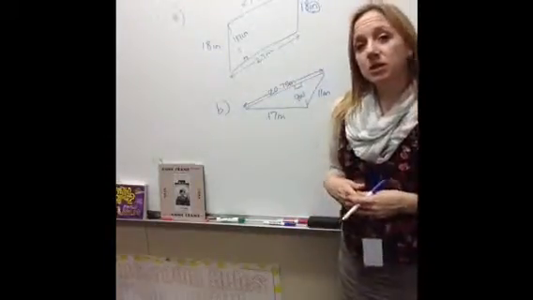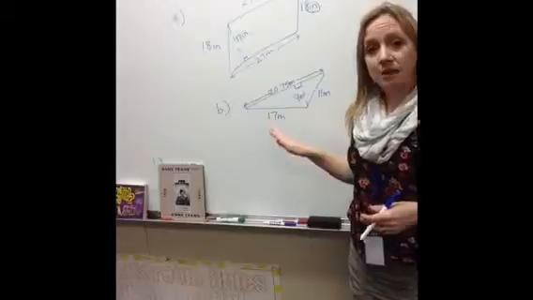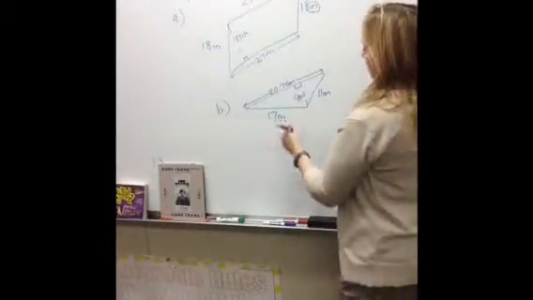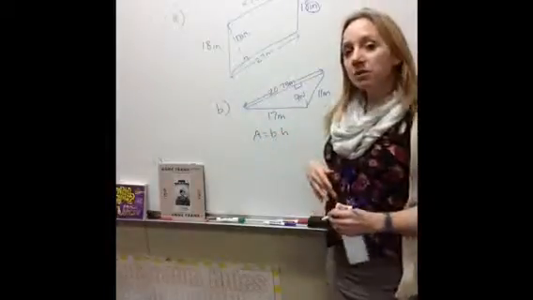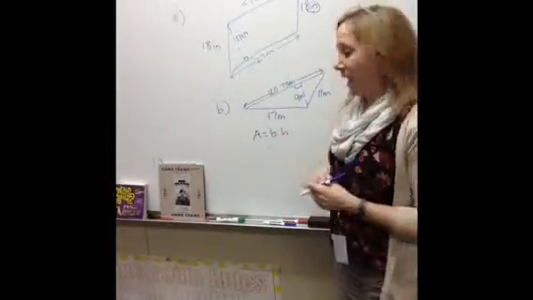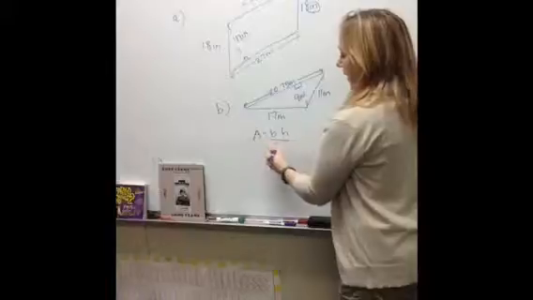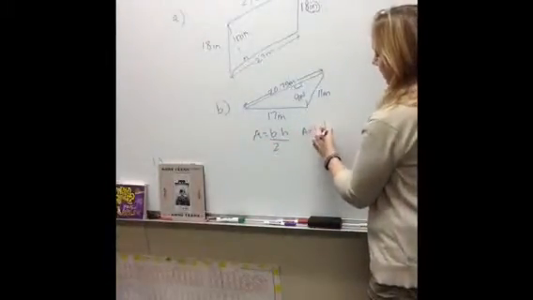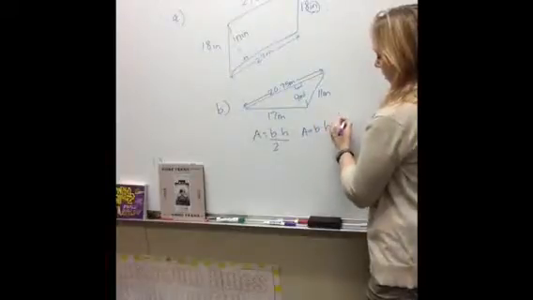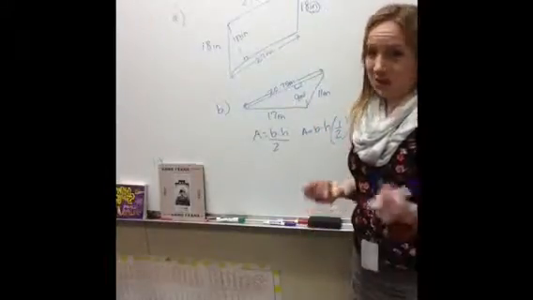So what we're going to do is treat this triangle as a parallelogram, and I'm going to find area equals base times height. But then what I'm going to do is cut that in half. So I either can say divide by 2, or I can say area equals base times height, and I can multiply it by 1/2. It's going to give me the same answer.